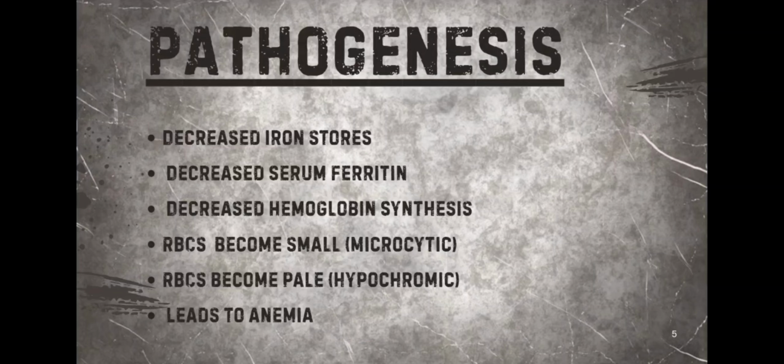Pathogenesis: decreased iron stores, decreased serum ferritin, decreased hemoglobin synthesis, so RBCs become small and RBCs become pale, hence it is known as microcytic hypochromic anemia. RBCs become small due to decrease in MCV, mean corpuscular volume, and RBCs become pale due to decrease in MCH, mean corpuscular hemoglobin, and this leads to anemia.